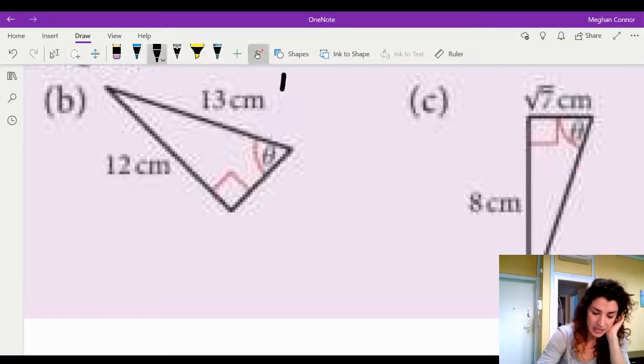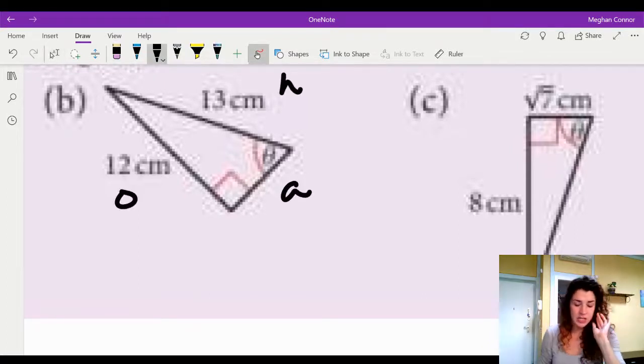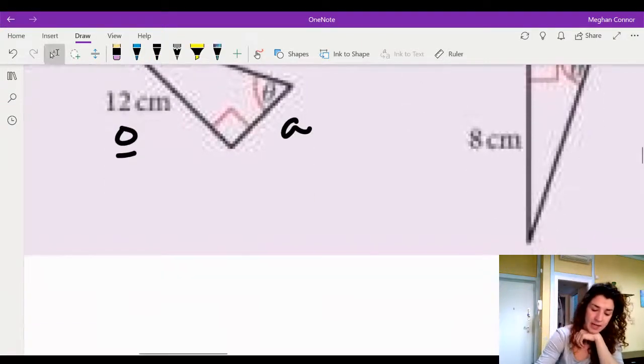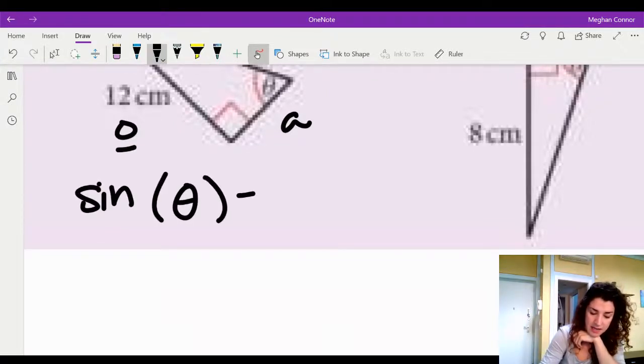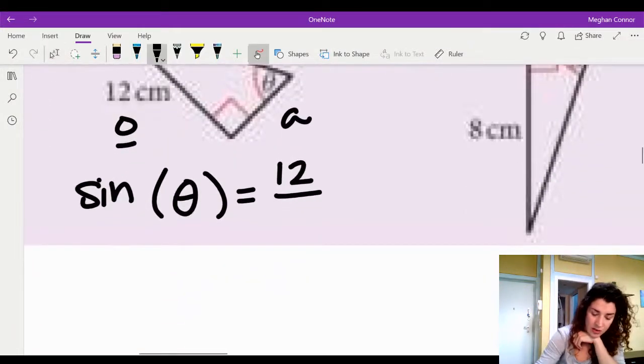13 here is the hypotenuse. 12 is your opposite. And adjacent is right there. We have opposite and hypotenuse, so we're going to want to set up sine. Sine of theta equals 12 over 13.